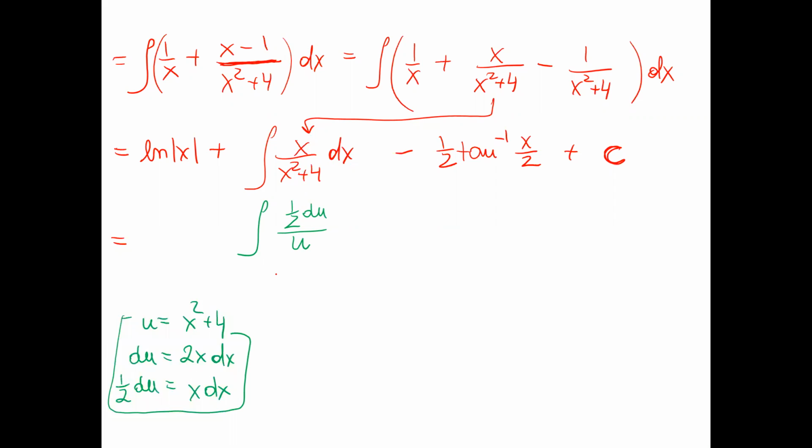Now it's easy to integrate because this will be just 1/2 integral of 1 over u, which is just ln of u. But we have to substitute back. Instead of u, we will put x squared plus 4. Okay, and I can copy that integral.